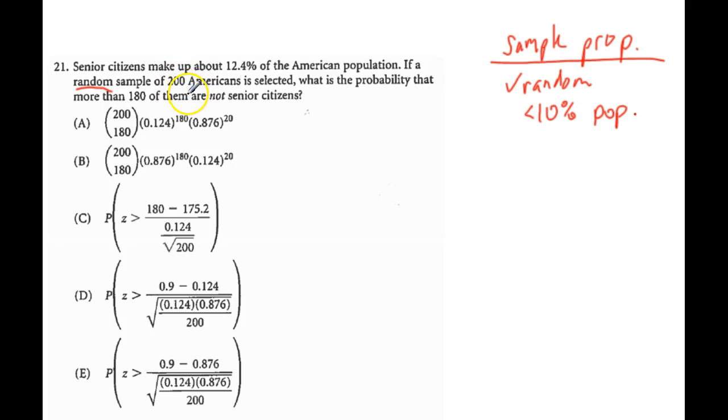A sample of 200 Americans is selected. So 200 out of all the Americans, I guess, would be way less than 10%. So we're good on that. The other condition, so that we say check, is called success-fail.